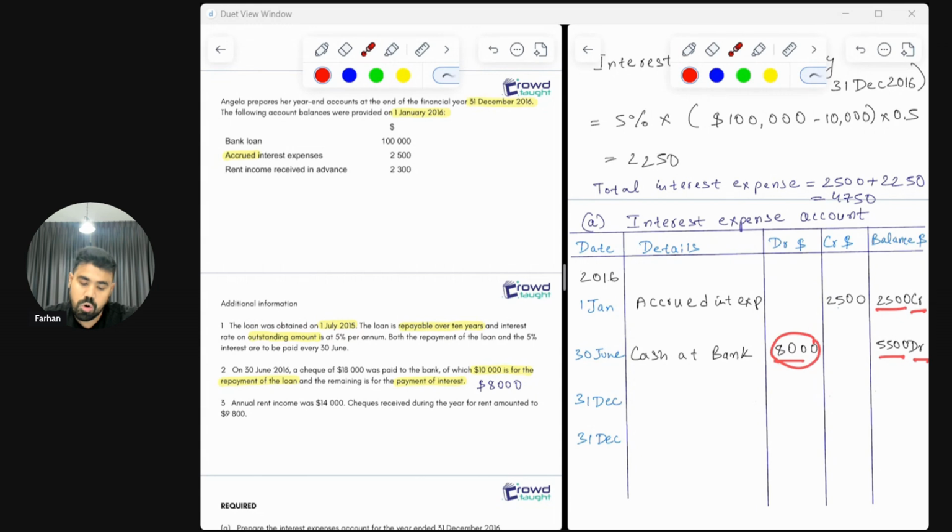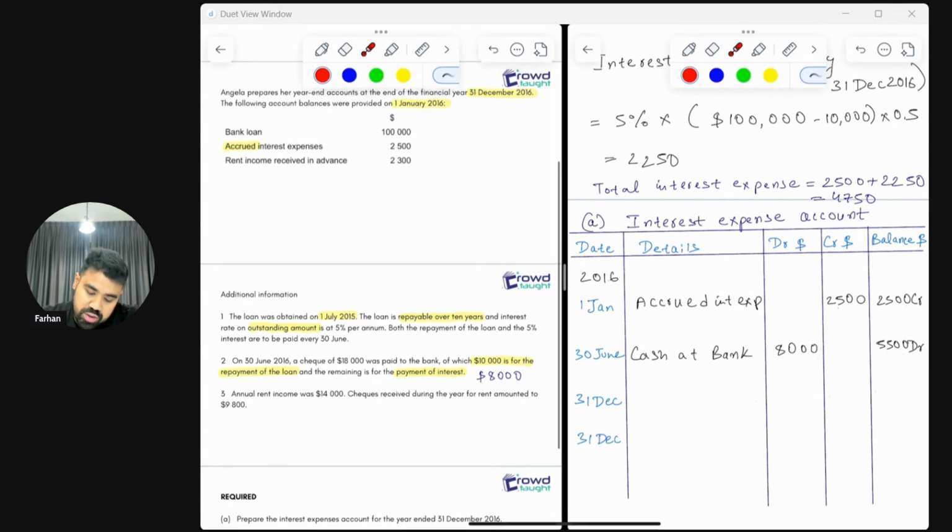Okay. All right. Then what happened on 31 December? So on 31 December, we have to show the amount, which is the total interest expense of 4,750 that we're going to report in the profit and loss statement or the income statement. Okay. So that amount, which is 4,750, is recorded on the credit column for the interest expense account.